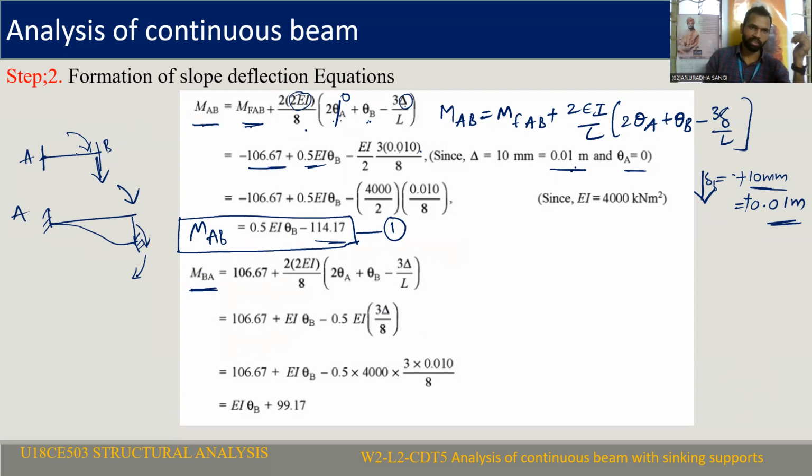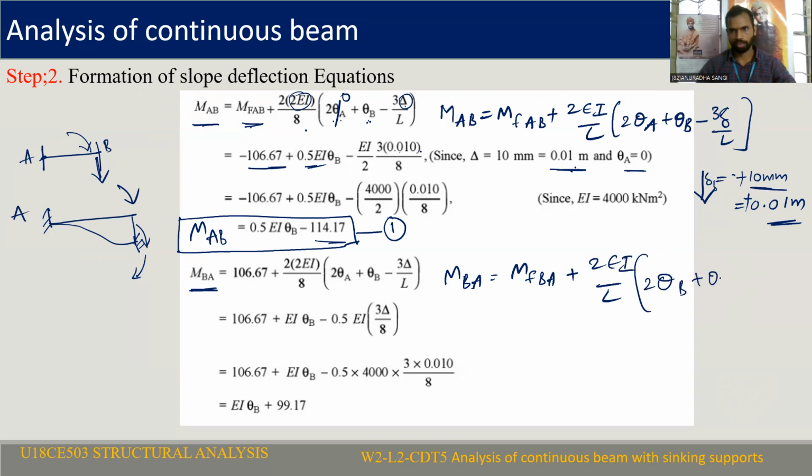MBA will be equal to MFBA plus 2 EI by L into 2 theta B plus theta A minus 3 delta by L. Here also it is the same. Delta will be considered positive because with respect to A, B is settling down, which is clockwise in nature. So delta will be positive.